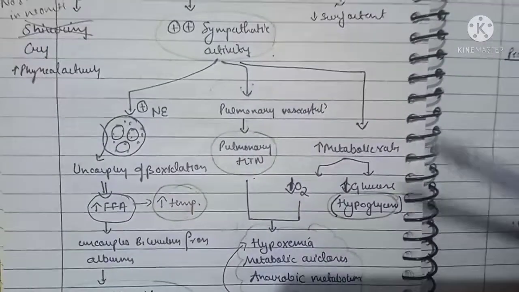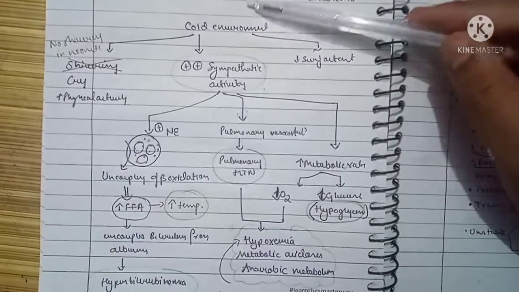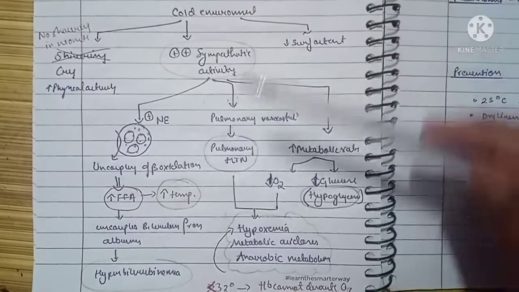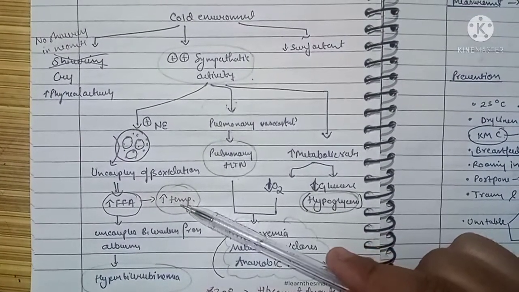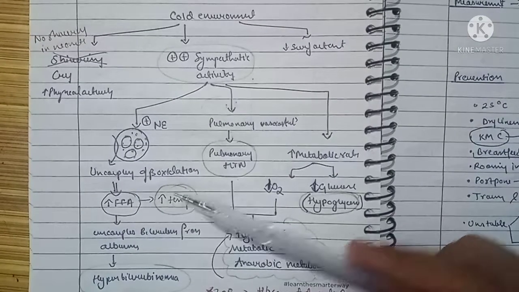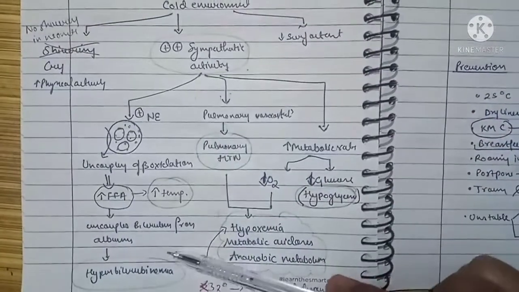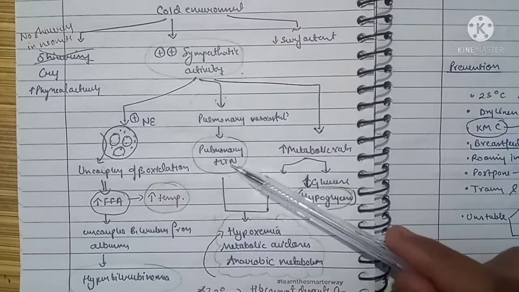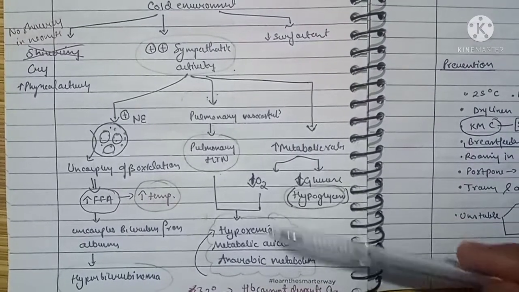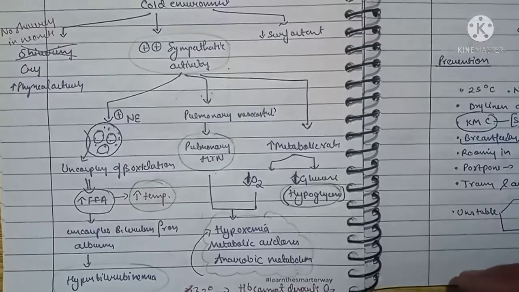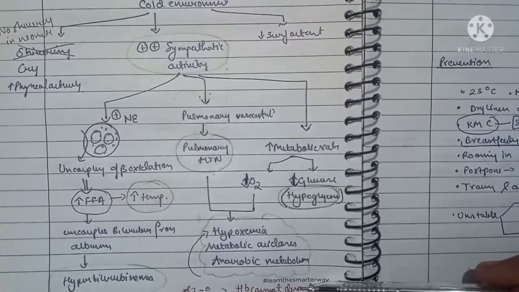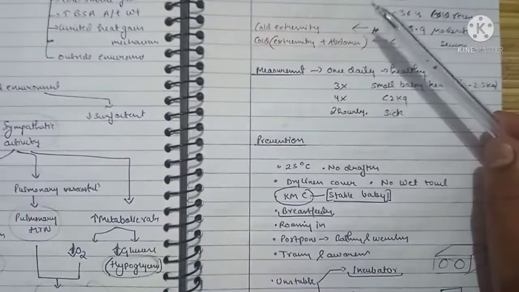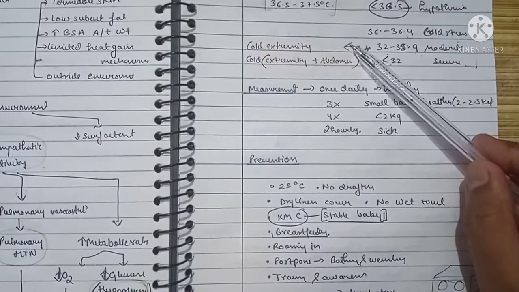So in total, we studied that in a cold environment there is increased sympathetic activity, increased temperature occurs because of non-shivering thermogenesis, because shivering cannot occur. We also have hyperbilirubinemia, pulmonary hypertension and decreased oxygen leading to hypoxemia, anaerobic metabolism occurs, leading to metabolic acidosis, and we have hypoglycemia. We already discussed the stages of hypothermia.